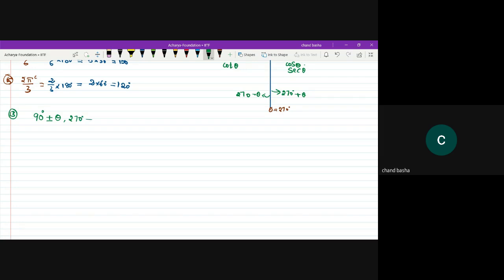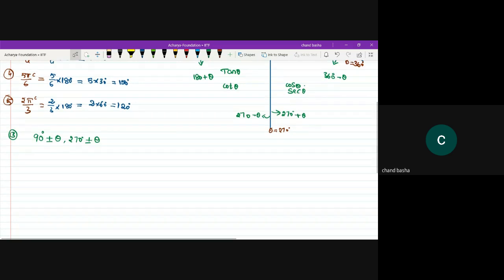Listen carefully, guys. When I'm using 270, either plus theta or minus theta, as you said, that is 225, I don't have the tabular value. The tabular values will be given from 0 to 90 only. Suppose if it is more than 90, you can make use of the multiples of 90, 270, 180, 360. Whenever you are using multiples of 90, either 90 plus or 90 minus, 270 plus or 270 minus, because 90 and 270 lie on the same line, that is the y-axis.